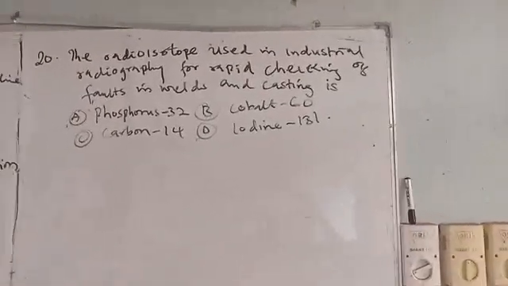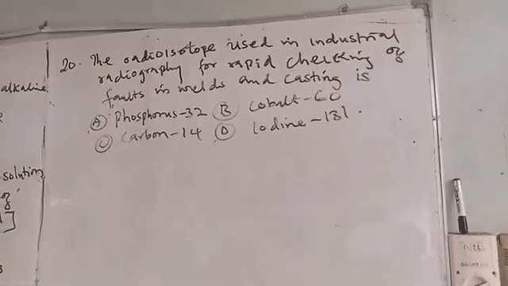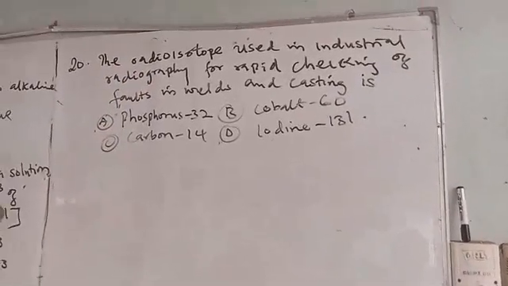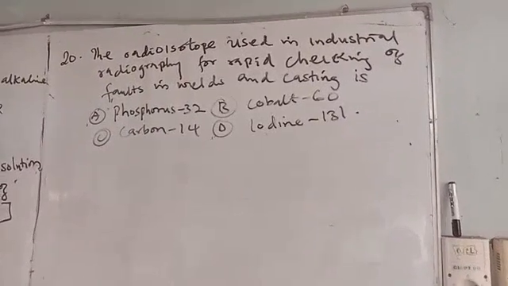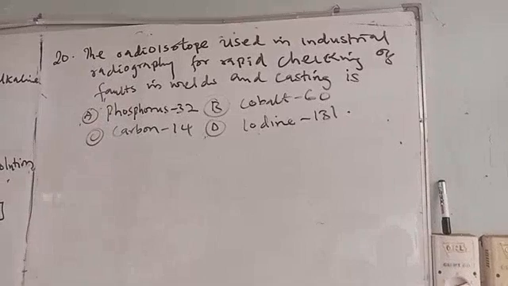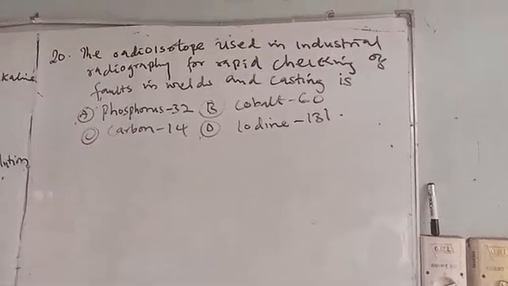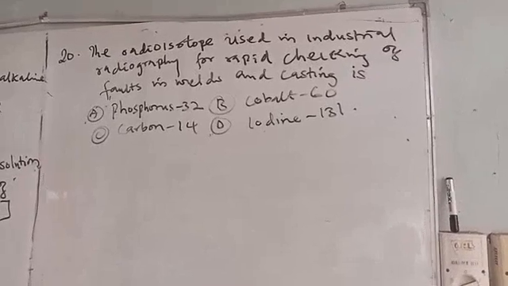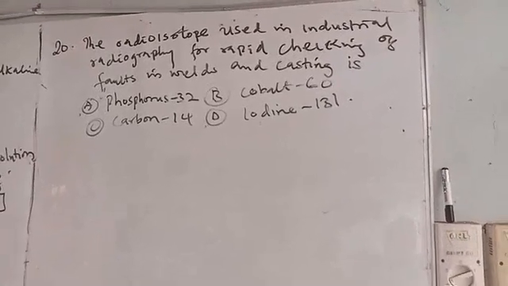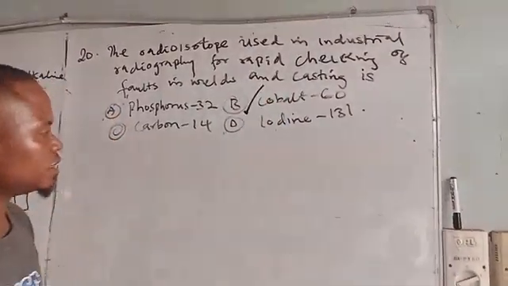Question number 20. The radioisotope used in industrial radiography for rapid checking of faults in wells and casting is A, phosphorus 32, B, cobalt 60, C, carbon 14, D, iodine 131. The correct answer is cobalt 60. This is what is used in industry.